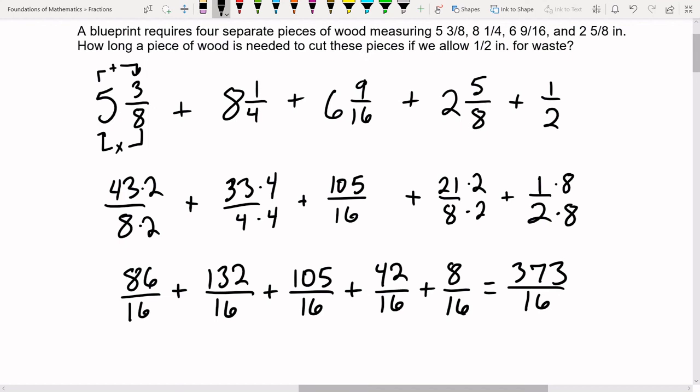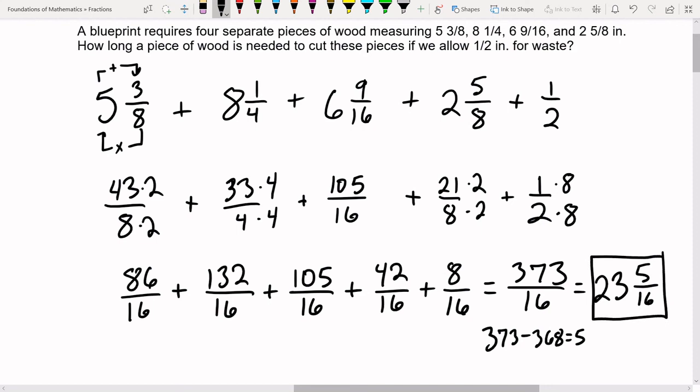373 divided by 16 gives me 23 point something, which means we have 23 as a big number. 23 times 16 is 368. So we go 373 minus 368, which gives us 5. We have 5/16 left over. So that's how many inches of a long board we need to make sure we can cut up to these smaller portions. Let me show you the other method real quick.